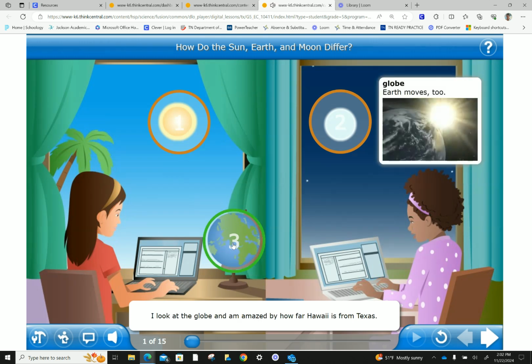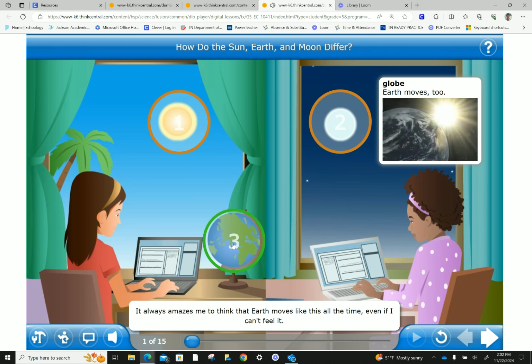I look at the globe and am amazed by how far Hawaii is from Texas. As I look, I spin my globe. It always amazes me to think that Earth moves like this all the time, even if I can't feel it.